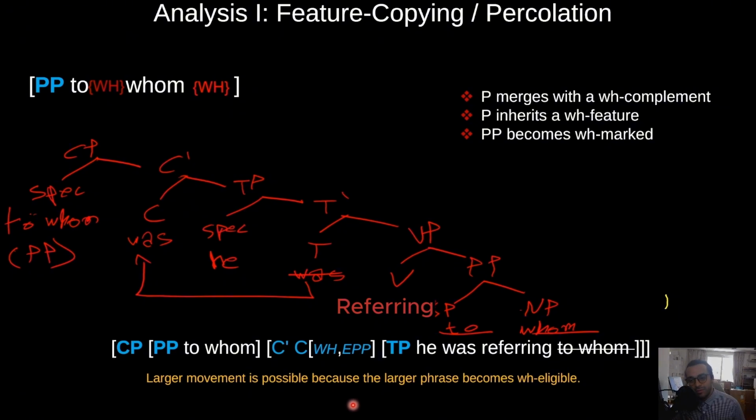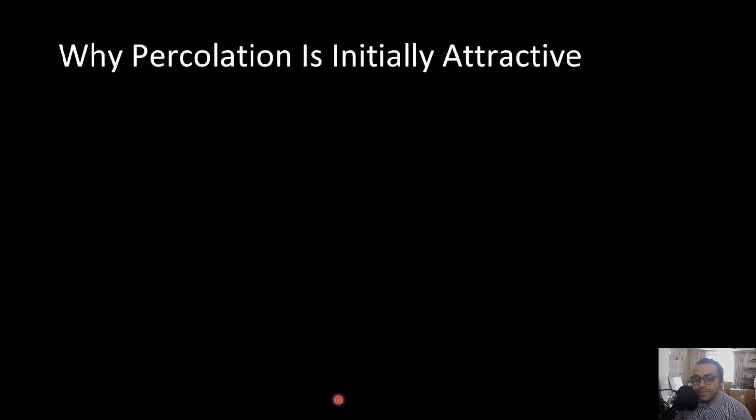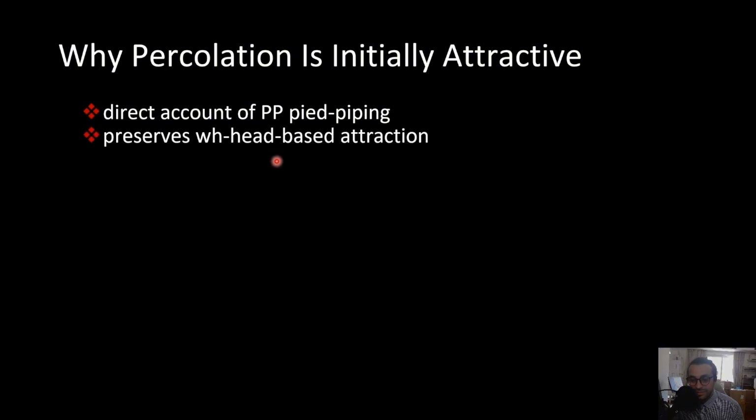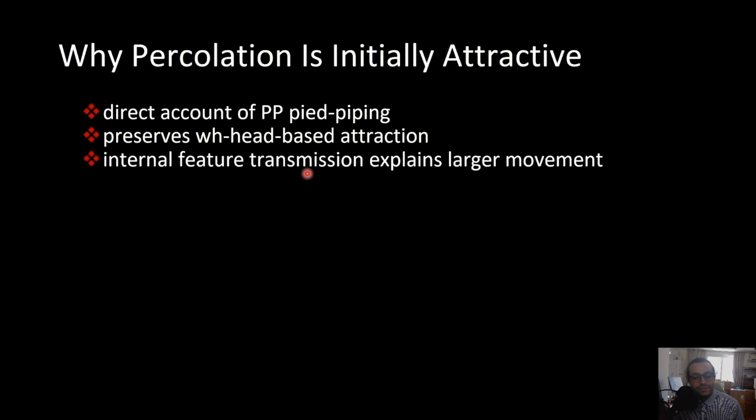This is pretty much what feature percolation or feature copying is. Now, why is this initially considered an attractive account? It is regarded as an attractive account because it directly deals with pied piping. It doesn't deal with anything else. According to the literature, it preserves the WH head-based attraction, which means if the head has a WH feature, like WH words, they will be attracted to the specifier position. Internal feature transmission explains larger movement. The fact that the features spread will explain the movement that happens on a larger scale.